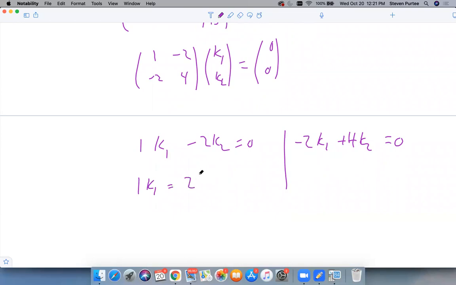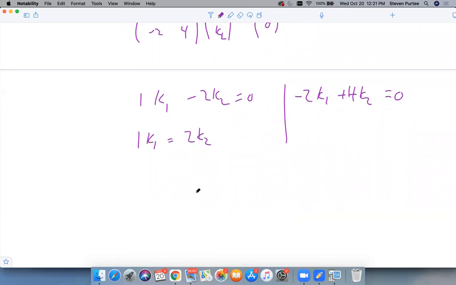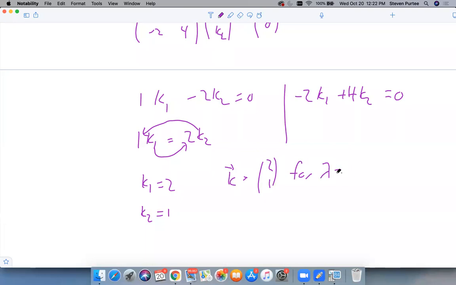1k1 equals 2k2. And then my suggestion to you here, just swap the coefficients. So say k1 equals 2, k2 equals 1. Then just look here, 1 times 2 is 2 times 1. So this vector would be the vector 2, 1. And this was for the eigenvalue negative 3. Each eigenvalue gets an eigenvector.